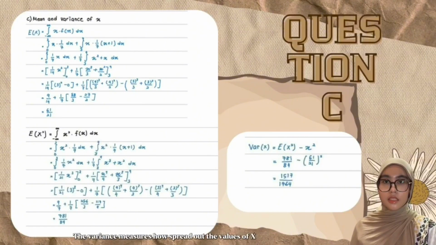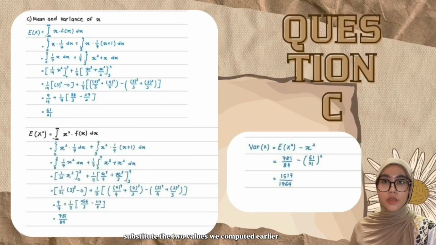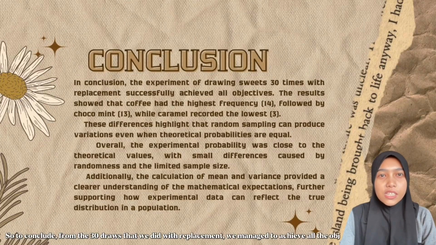The variance measures how spread out the values of x are around the mean. Using the formula Var(X) equals E(X squared) minus E(X) squared, substitute the two values we computed earlier. After performing the subtraction, the final variance is Var(X) equal to 1517/1764.